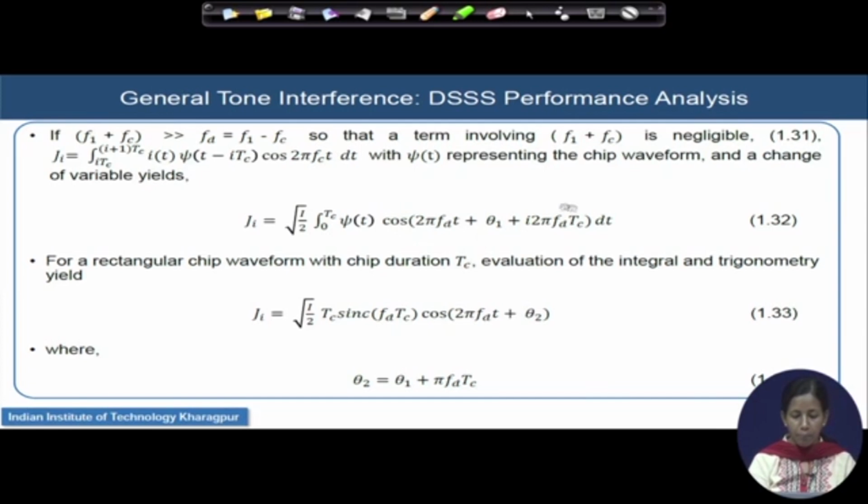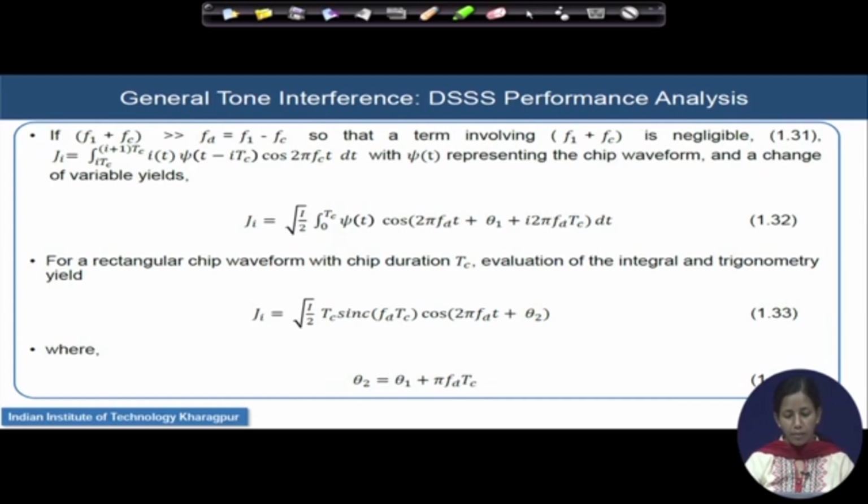Fundamentally, the interesting part is here, where the contribution from the difference term of the two frequencies plays a good role. We have another term called theta 1. Theta 1 is the relative phase of the interfering signal with respect to the signal of our interest. Here another term is expected to come, which is the contribution of the fd shift multiplied with the chip duration, and for the ith chip it is a function of i also. So this section will keep increasing as i increases.